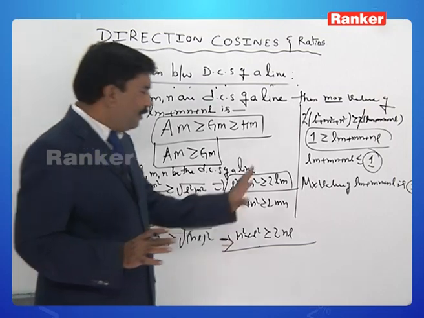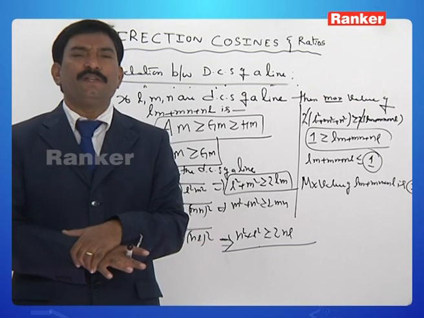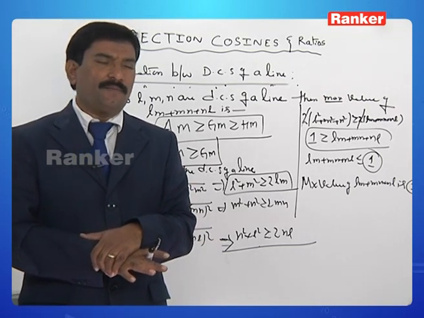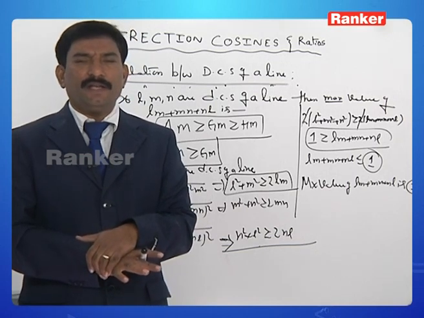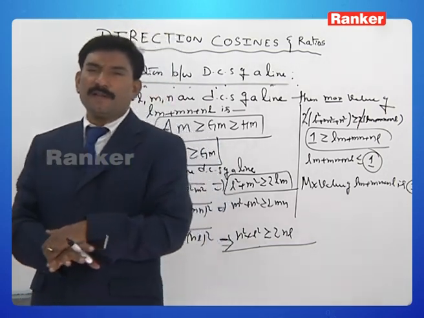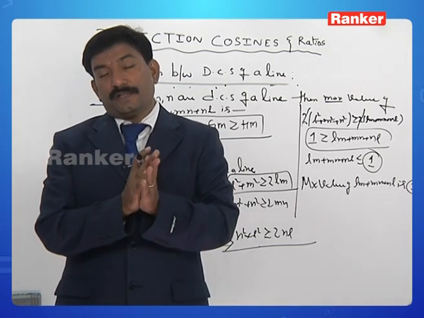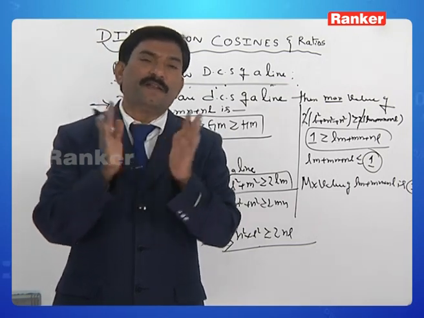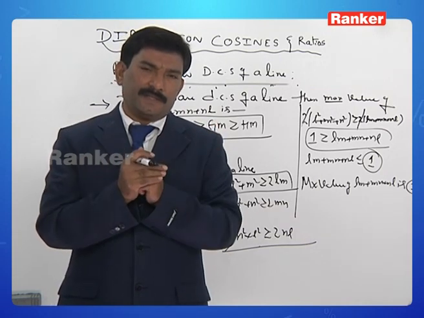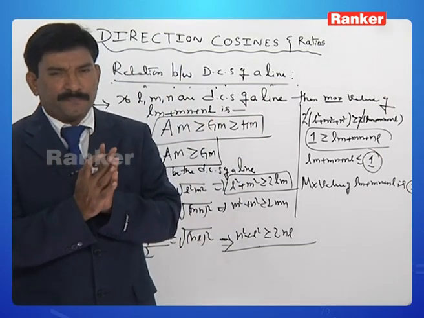Add up, we get the maximum value. Less than means what? Maximum. Greater than means what? Minimum. So the maximum value of LM plus MN plus NL is 1 only. These are the little discussions, some applications of the direction cosines under the relation between the direction cosines of a line. Let us move to understand the definition of direction ratios.